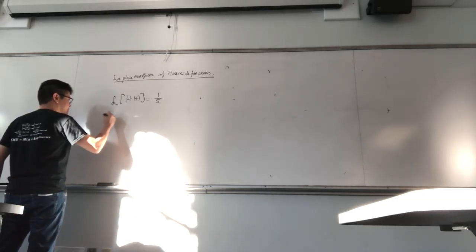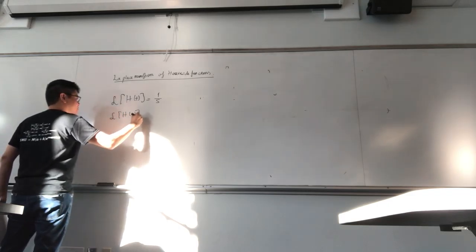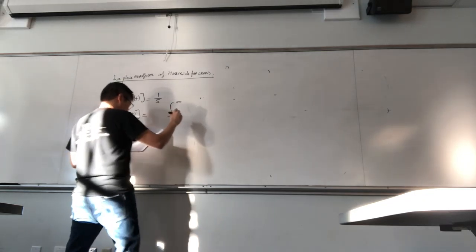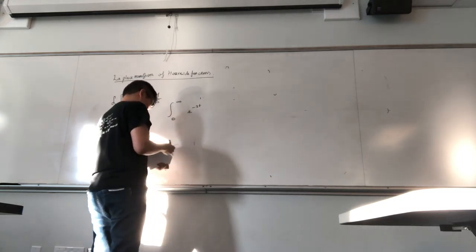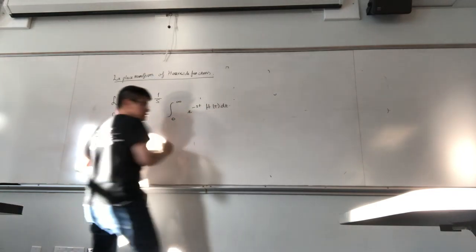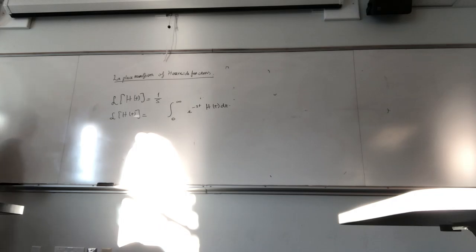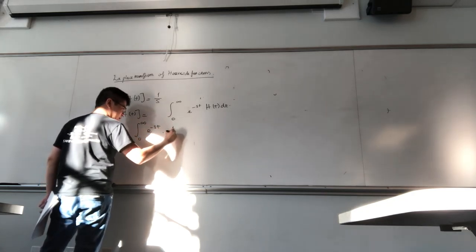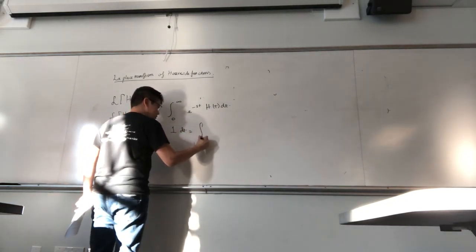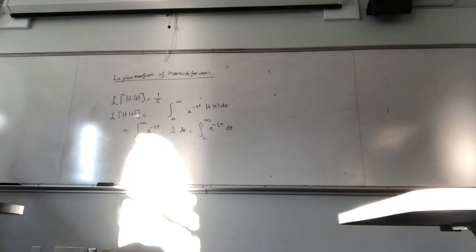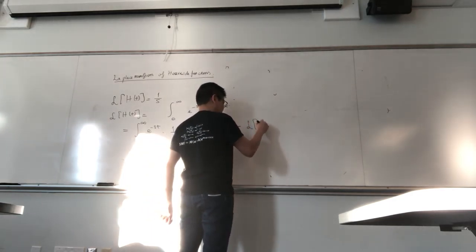So this is easy because the Laplace transform of the Heaviside function will be the integral from 0 to infinity of e to the power minus st times h of t dt, right? And this is going to be the integral from 0 to infinity of e to the power minus st times 1 dt. And this gives you the integral from 0 to infinity of e to the power minus st dt. Right? I explain again. And this is nothing but the Laplace transform of the function 1.